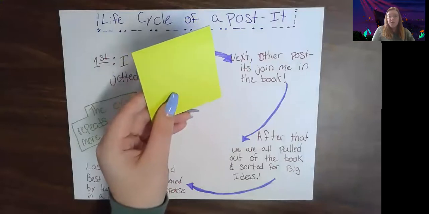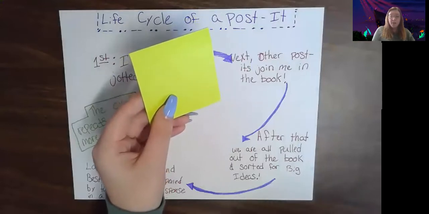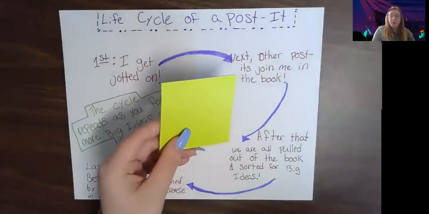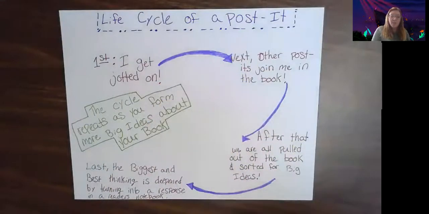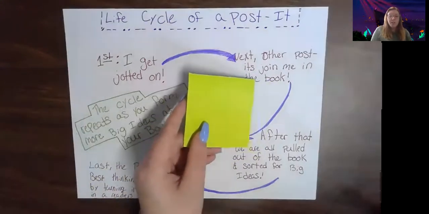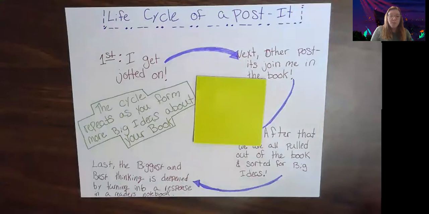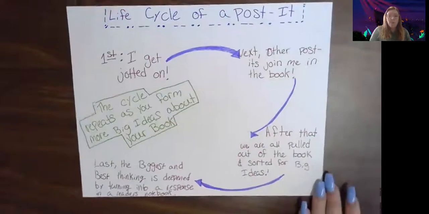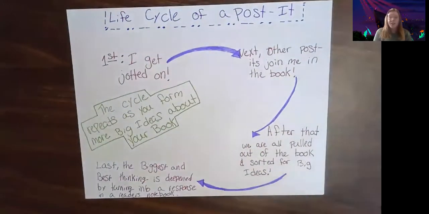The other post-it notes join me in the book, and then after that, we are pulled out of the book and sorted for big ideas, and then we move to the last, which is the biggest and best thinking is deepened by turning into a response in a reader's notebook. And our post-it note wants to remind you that the cycle repeats as you form more big ideas about your book. So I'll go ahead and let you read that one more time. And I'll also post this up on Canvas.